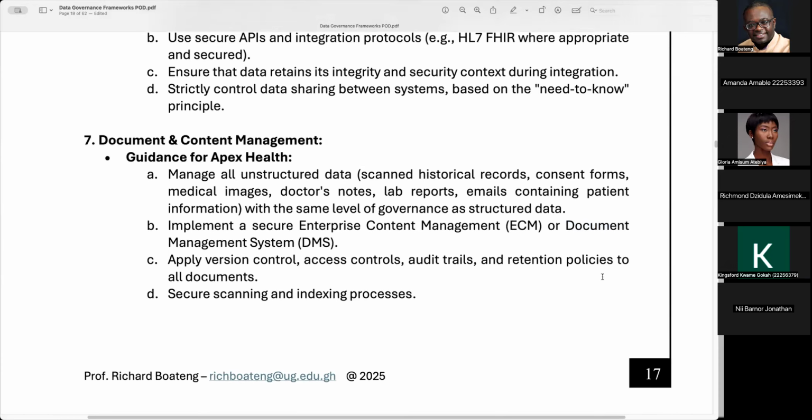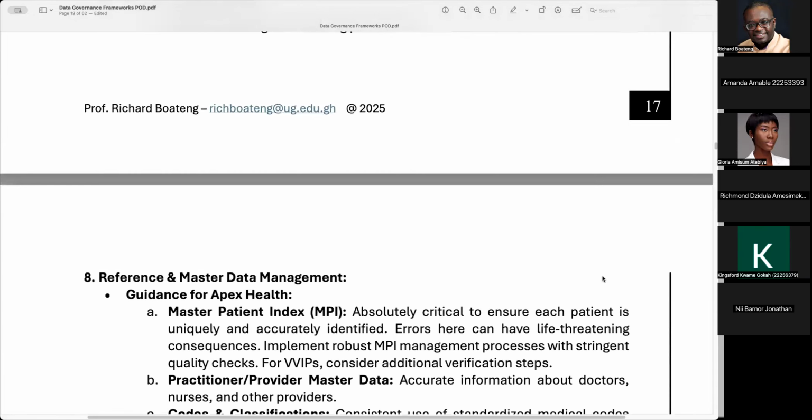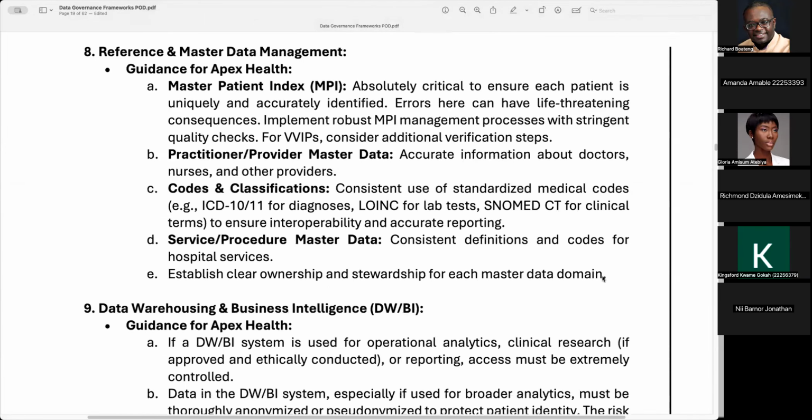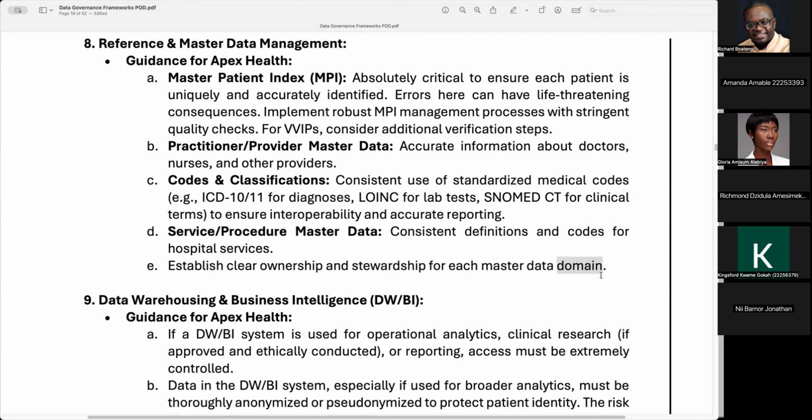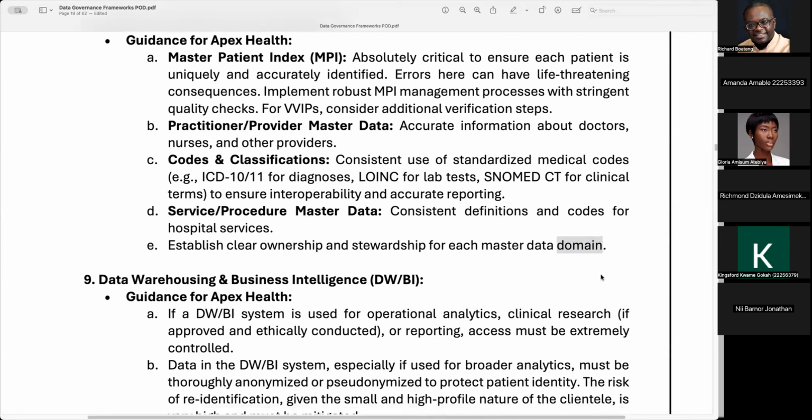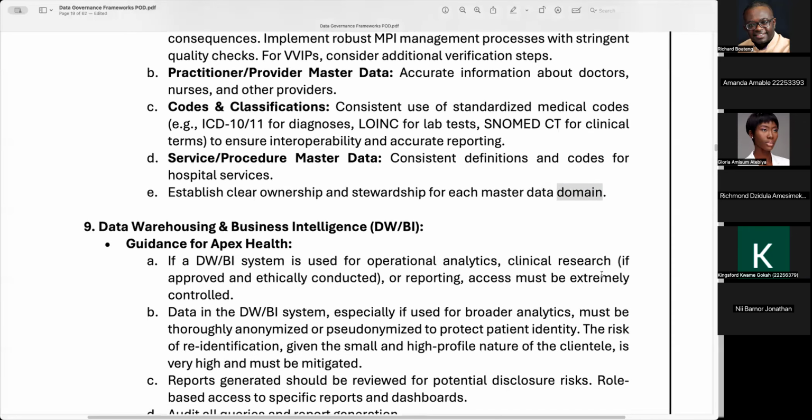Reference and master data management, this sounds key for accurately identifying patients, especially VVIPs. Critically important. Implementing master data management, MDM, for key entities like patients is paramount. Ensuring a single, unique, accurate master patient index, MPI, is vital for safe clinical care, but for VVIPs, it also requires exceptionally rigorous verification processes during registration and ongoing management of identity data with extreme confidentiality. MDM also covers ensuring consistency for other key reference data, like lists of practitioners, providers, standardized clinical codes, ICD, LOINC, SNOMED CT, and defined hospital services, all needing clear ownership and stewardship under the DMBOK model.